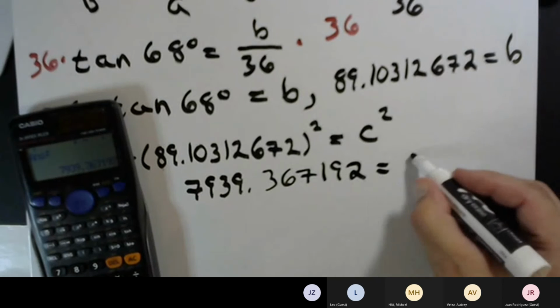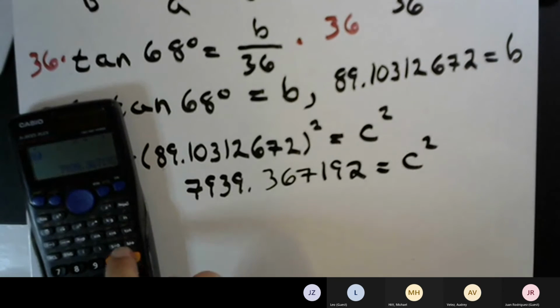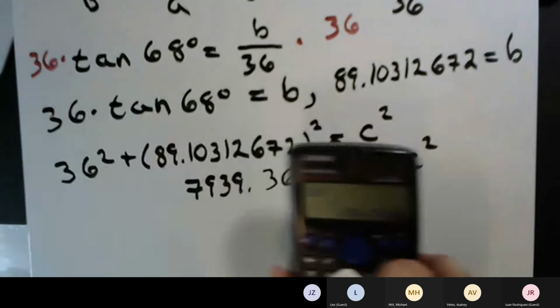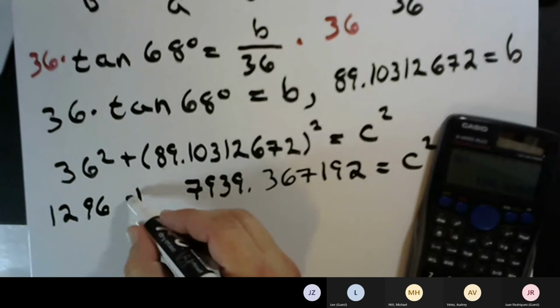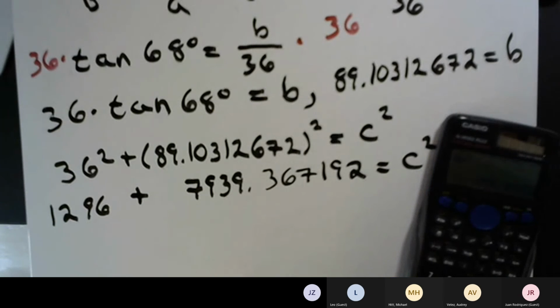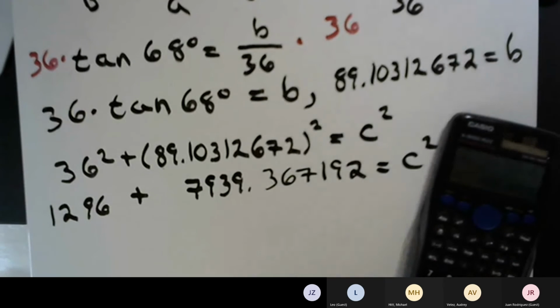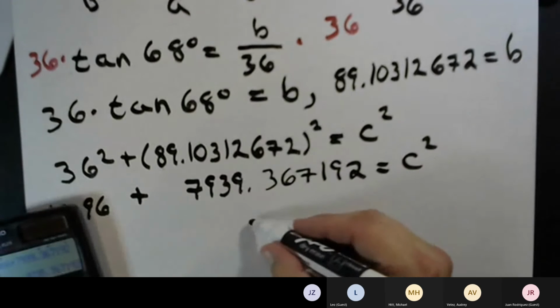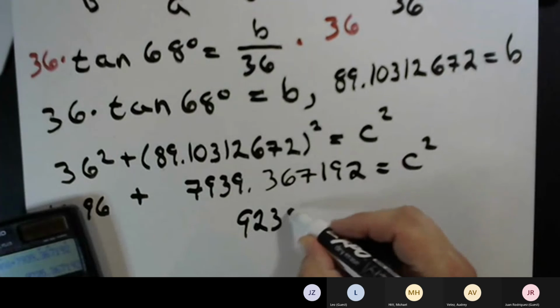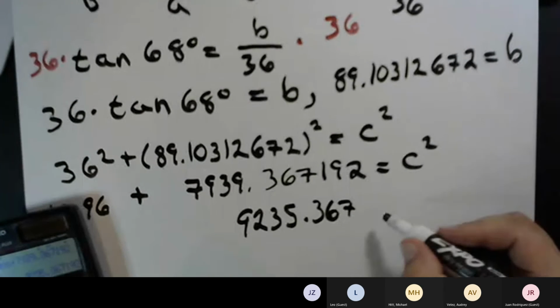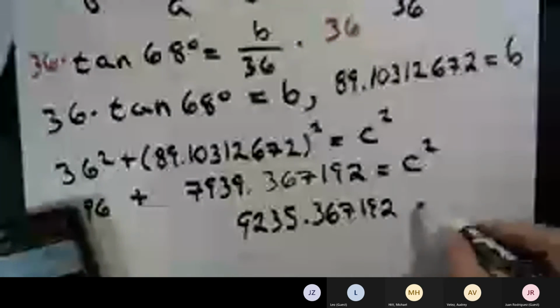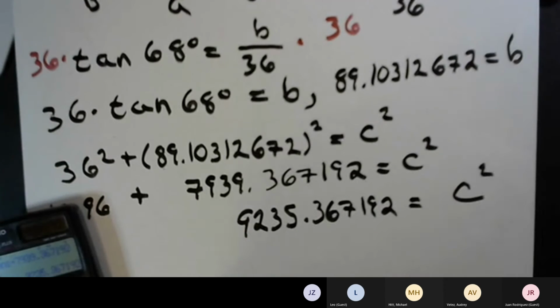7939.367192 equals B squared. And 36 squared is 1296. I'm going to add these two together, 7939.367192, and that's going to come out to 9235.367192 equals C squared.